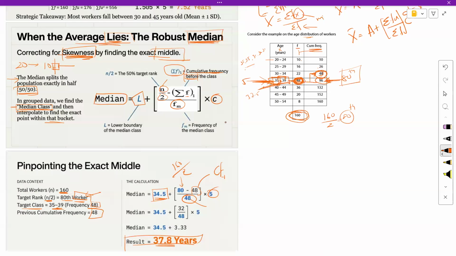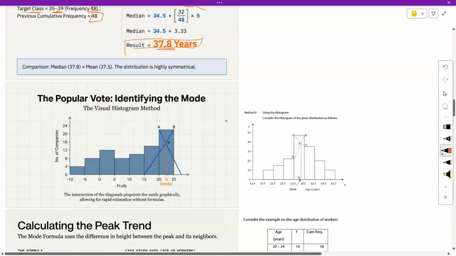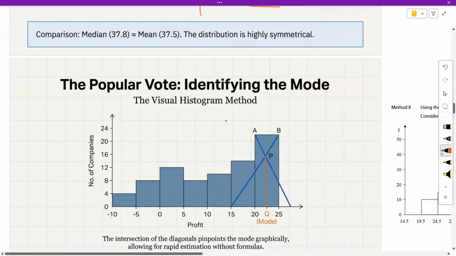Right. We move forward. The next point is the calculation of mod. Mod, we know, is the highest number of observations, the value that occurs the most, the most popular value. Identifying the mod.